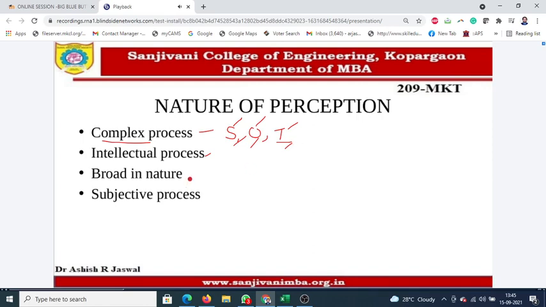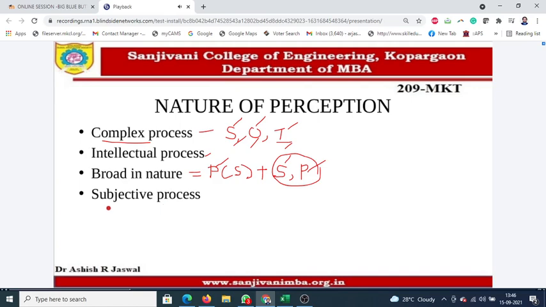Similarly, perception is broad in nature. Why? Because it will involve all the components. You are going to get the physiological component involved. It is because of sensation, and apart from sensation, you are going to have sociological and psychological components also involved. That means it is broader because it is going to cover physiological, going to cover sociological, and going to cover psychological components. Hence, perception is broad in nature.